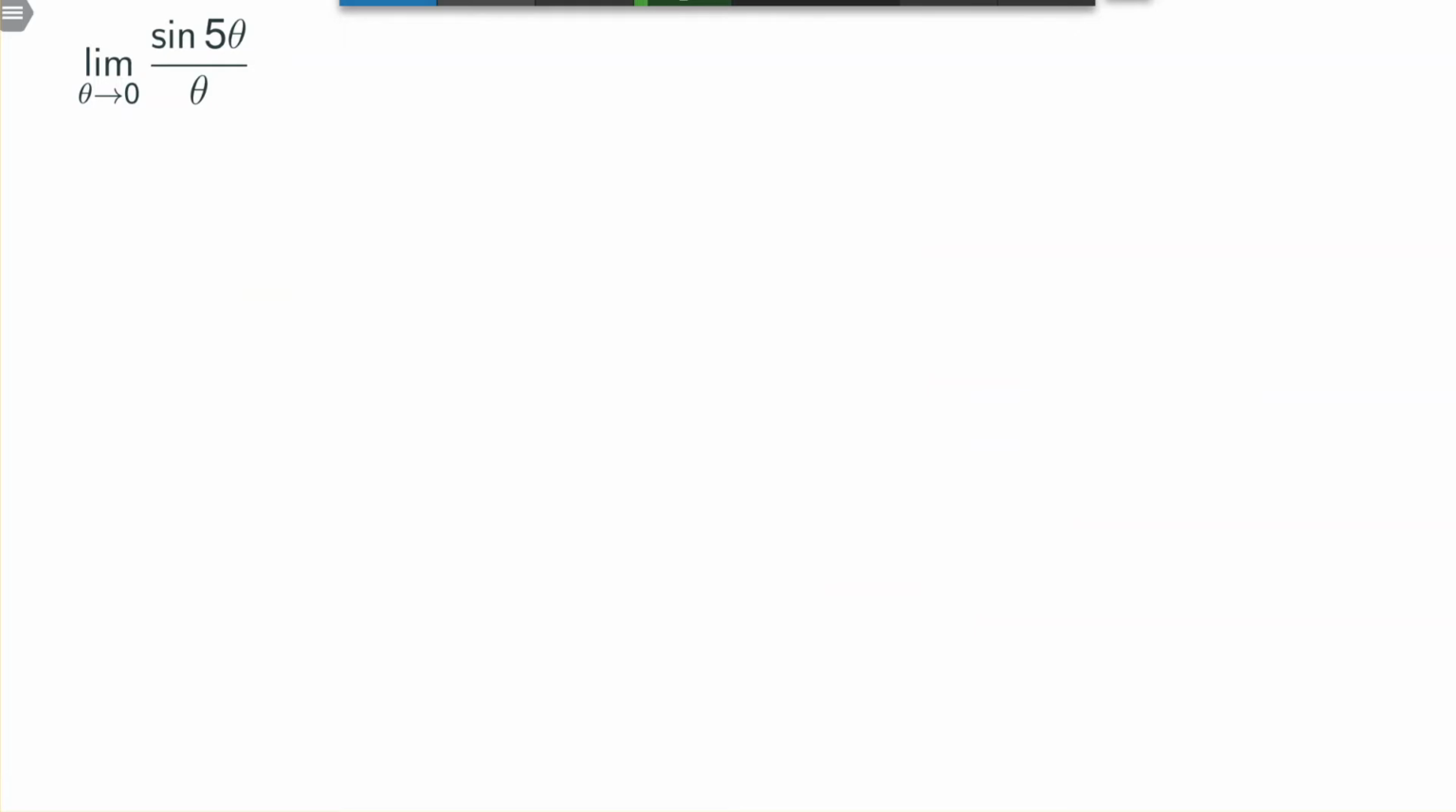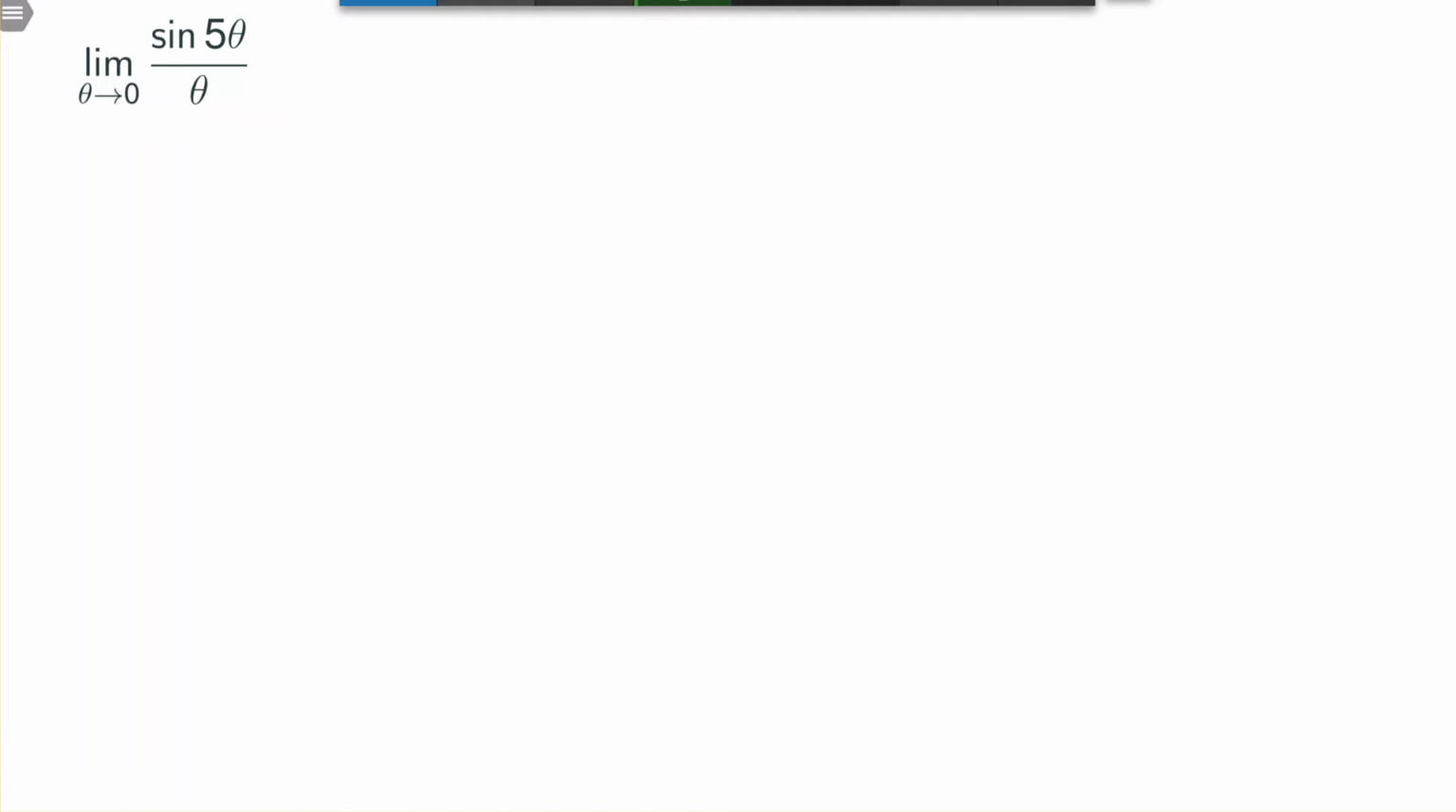Evaluate the limit as theta approaches 0 of sine 5 theta over theta. So here, if we directly plug the 0 in, we get sine 5 times 0, which is sine 0. And sine 0 is 0. And theta is 0, so the denominator is also 0. So we have a 0 over 0 form. So in this case, for trig functions, we have to remember the special limit.